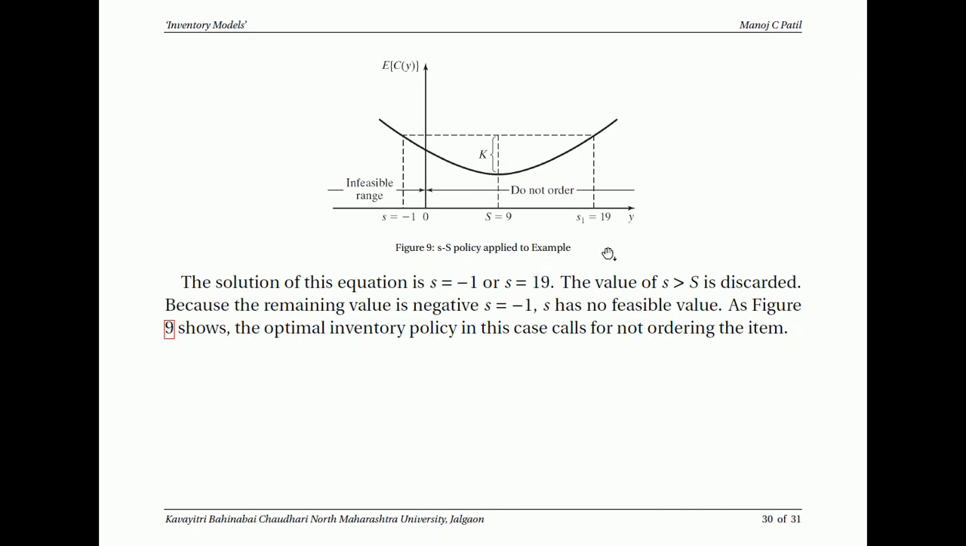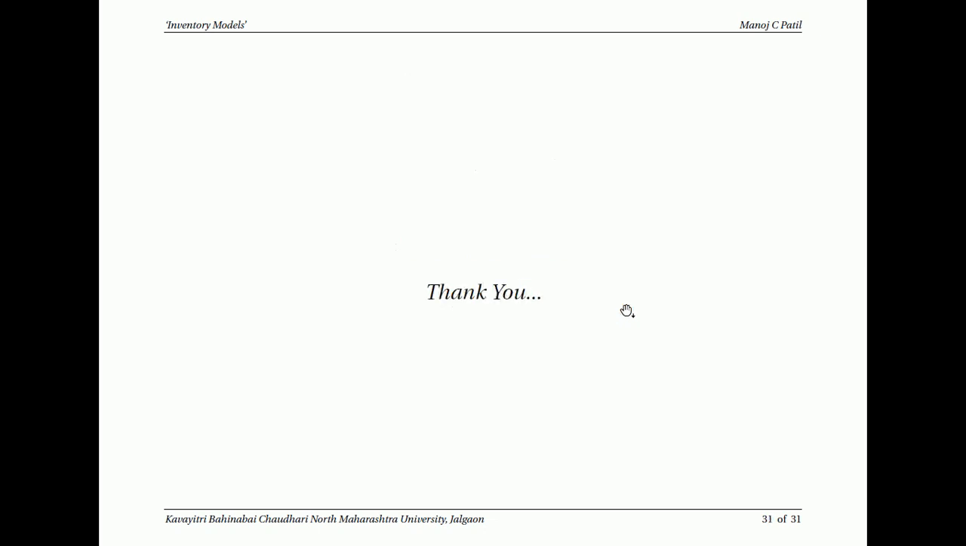Now we have already decided that if small s is greater than capital S, it is discarded. So the value 19 must be discarded. The remaining value is negative, which is the infeasible range. So small s has no feasible value. As figure 9 shows, the optimal inventory policy in that case is not ordering. Okay, thank you.